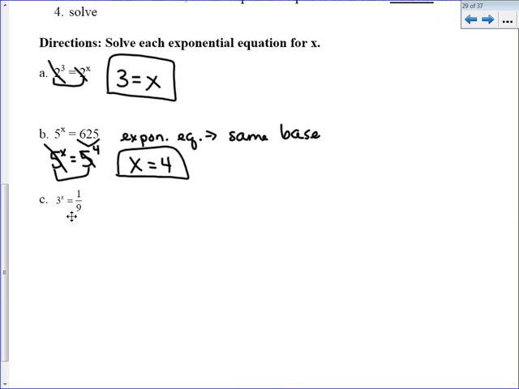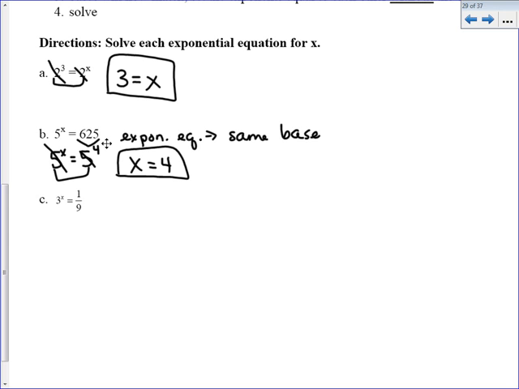All right, C. 3 to the x equals 1/9. Now you might be able to just look at this one. We actually looked at problems like this a lot yesterday. If I have a fraction, what's true about the exponent it came from? It's a negative. So if we're going full on rules, full on uniqueness of b to the x, what do you think my common base might be for 3 and 1/9?